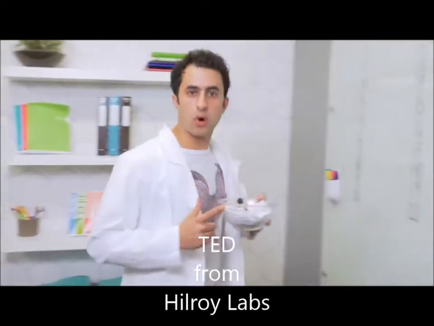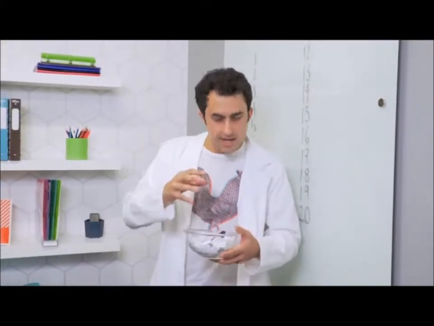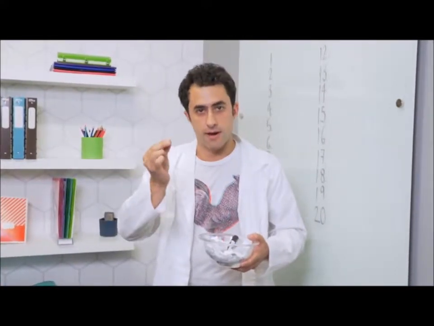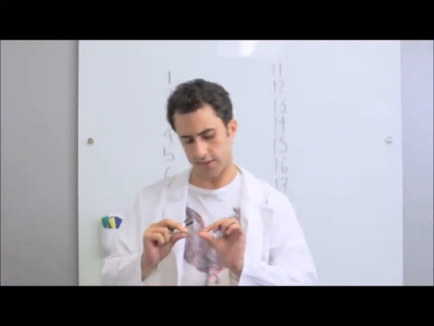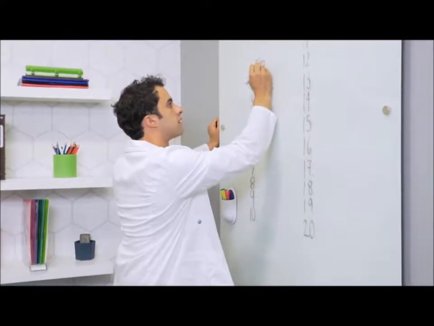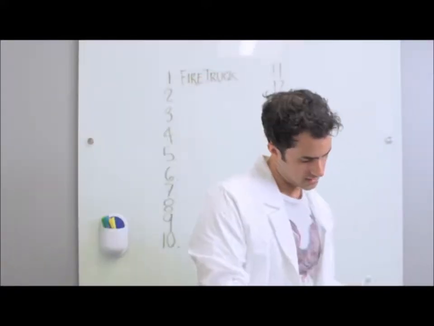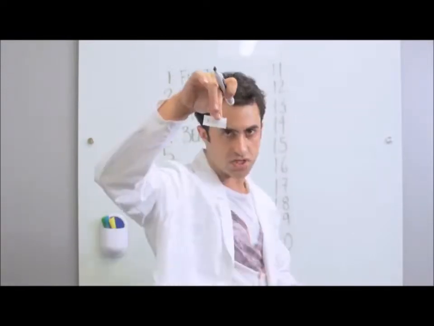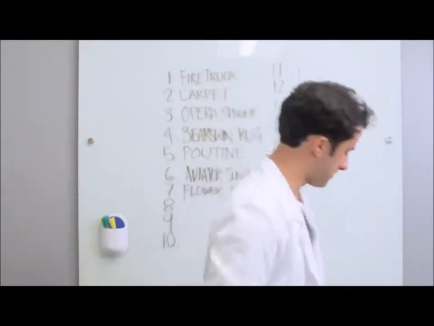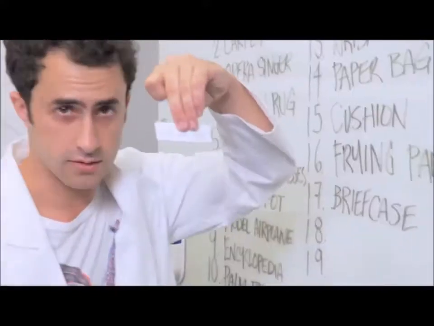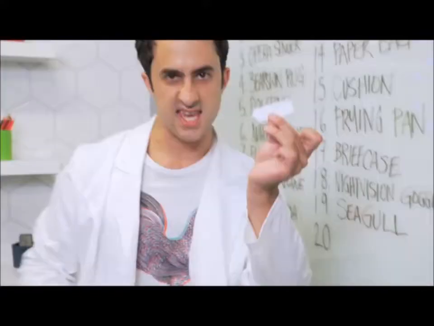So what I got here is a bowl filled with many tiny words on tiny pieces of paper, and I'm gonna write them down on the board by pulling them out one by one at random. And the first word is fire truck. We get carpet. That's opera singer. Bearskin rug. Poutine, aviator sunglasses, flower pot, model airplane, encyclopedia. Ooh, palm tree. And the last word, eagle.